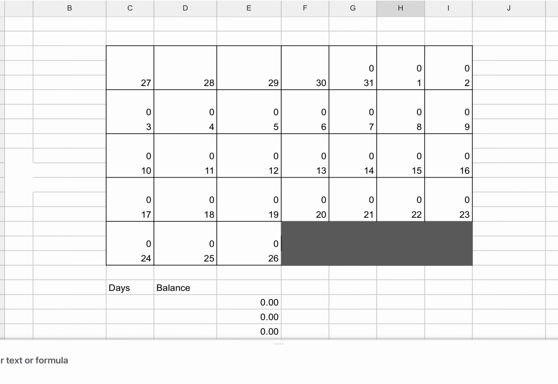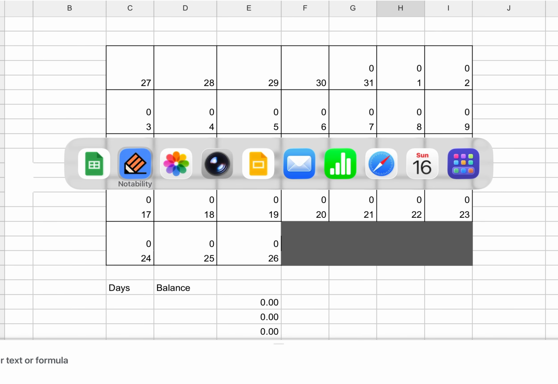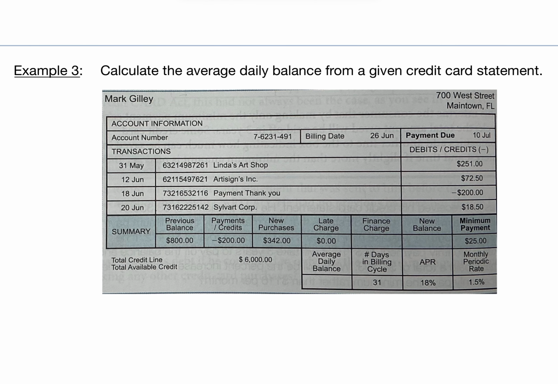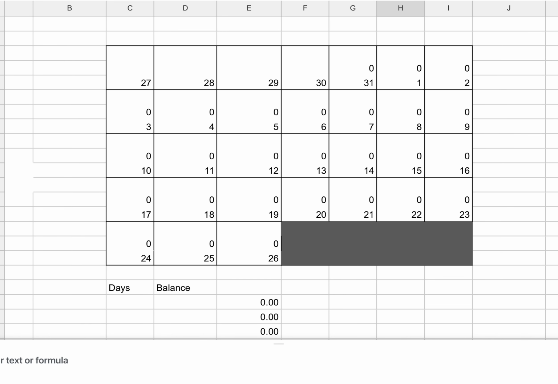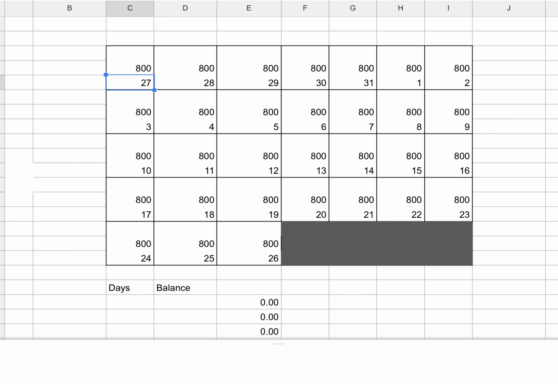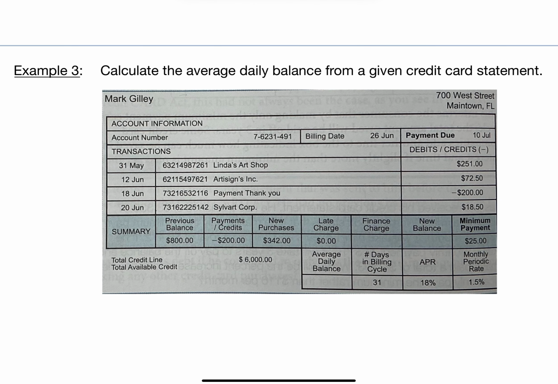Now, once you set this up, what we're going to do is start with the previous balance, which is $800. So we have an $800 balance, and we're going to put that right in here, $800. And so now we've got $800 running across the entire month. The second thing we want to do is add certain transactions. We have a transaction that took place on May 31st, and it was in the amount of $251.